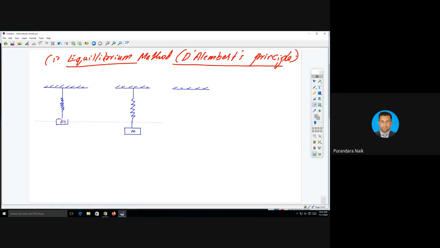Okay, let us erase this. Just a spring. It is just a spring. There is no mass here. If you add a mass, then it goes down a little bit compared to the previous position.